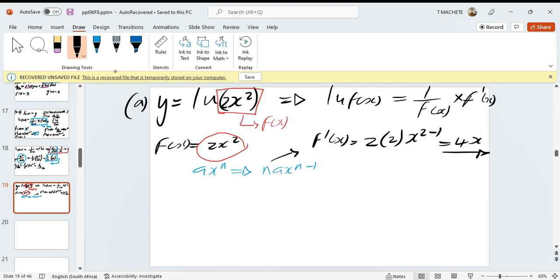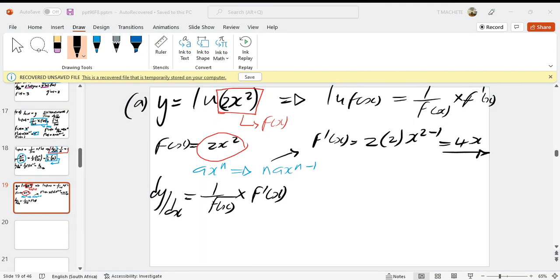Okay. So from here, you can write dy over dx. The moment you write dy over dx, it means you are applying that formula for 1 over f of x times f prime of x. That's when you write it. Hey, what did I do now? So the moment you write 1 over f of x times f prime, that's when you're differentiating.